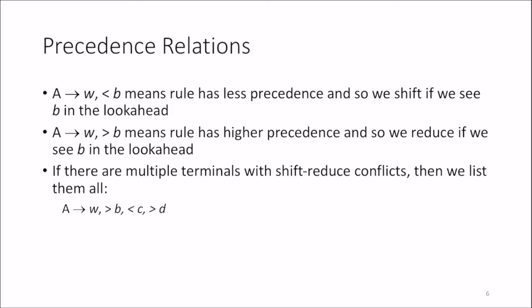And if there are multiple terminals with shift reduce conflicts, you can actually tack on as many as you want. So here it says that if the rule sees a B in the look ahead, it has higher precedence than the terminal symbol B, so I'm going to reduce. It has less precedence than C, so if it sees C, it's going to shift. If it sees D, it's going to reduce. So each of these rules tells me what to do in the context of a look ahead: should I shift or reduce? It all boils down to telling the parser, if there is a conflict, what should I do? So this lookup table tells me, if the next symbol is B, I'm going to reduce. If the next symbol is C, I'm going to shift.